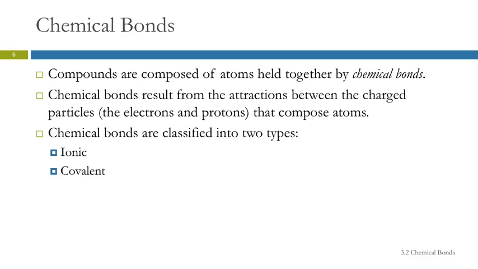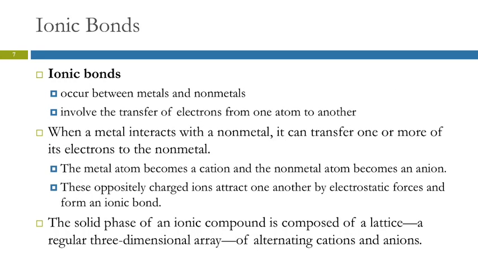There are two kinds of chemical bonds, ionic and covalent. Ionic bonds are going to occur between metals and nonmetals, and they involve the transfer of electrons. So ionic bond, transfer of electrons.